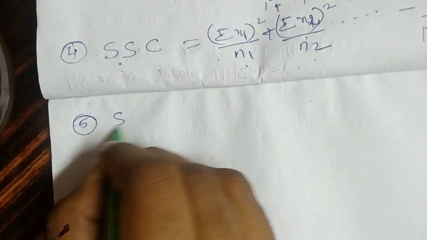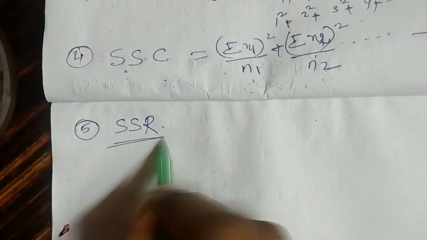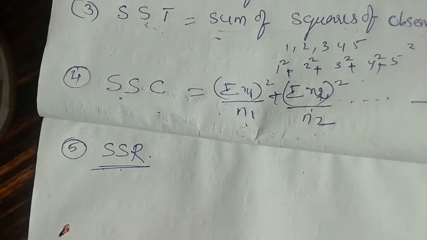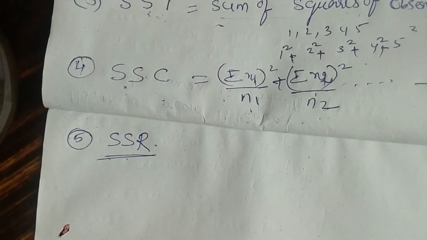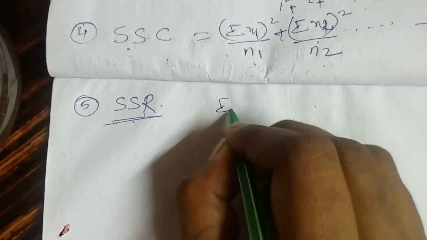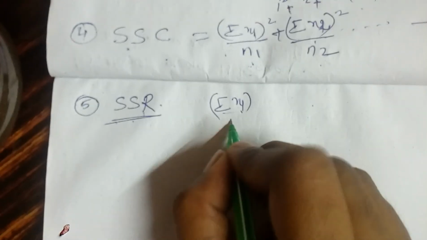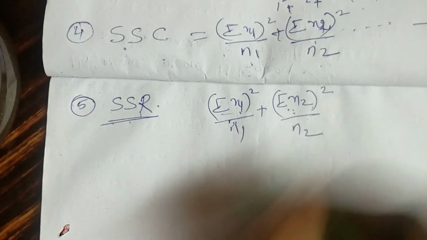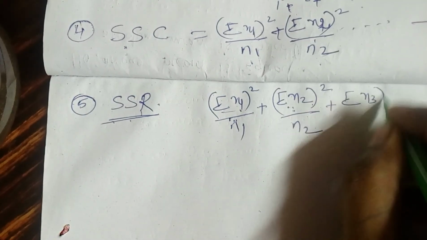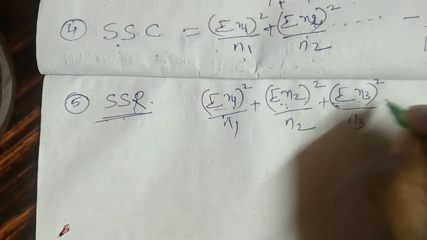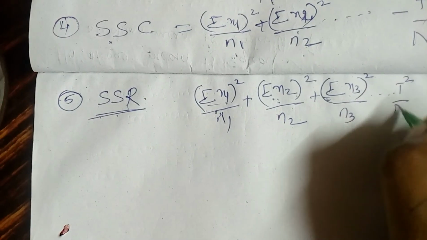Next, you find SSR. This is the difference from one-way classification. We didn't find SSR in one-way classification, but in two-way classification, we need to find SSR. SSR means you take the sum of the first row, square it, and divide by the number of elements in that row, plus summation x2, the second row sum square divided by n2. Next, you take x3, the third row sum square divided by n3, and so on, minus T square by n.